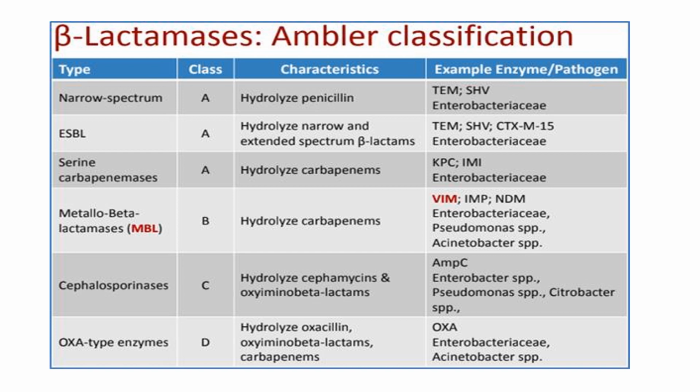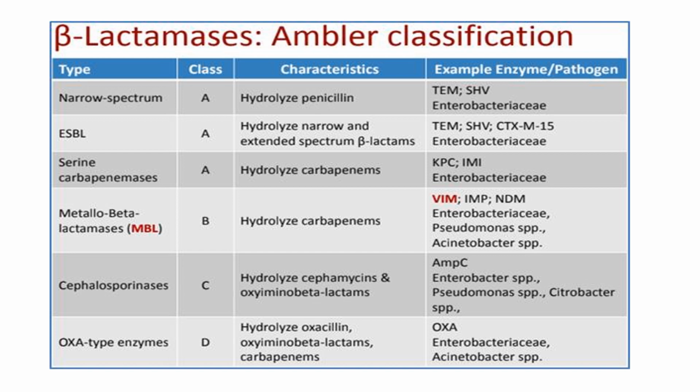Beta-lactamases, as per Ambler classification, are of different types. On the basis of these different types of beta-lactamases, we can see which antibiotics could be prescribed. For example, if it is a narrow spectrum beta-lactamase, which is class A, this hydrolyzes penicillins. So penicillins will be resistant in narrow spectrum beta-lactamases. These are more commonly seen in Enterobacteriaceae, and examples of such narrow spectrum beta-lactamases are TEM and SHV.